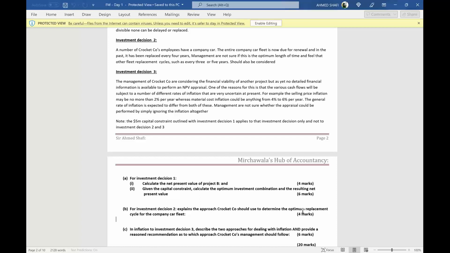So requirement B is relating to investment decision 2, which states that the entire company car fleet is now due for renewal. In the past, it has been replaced every 4 years, but management are not sure that this is the optimum length, and feel that other replacement cycles such as every 3 years or 5 years should also be considered. Okay. Requirement B is for investment decision 2: explain the approach Crockett should use to determine the optimum replacement cycle.